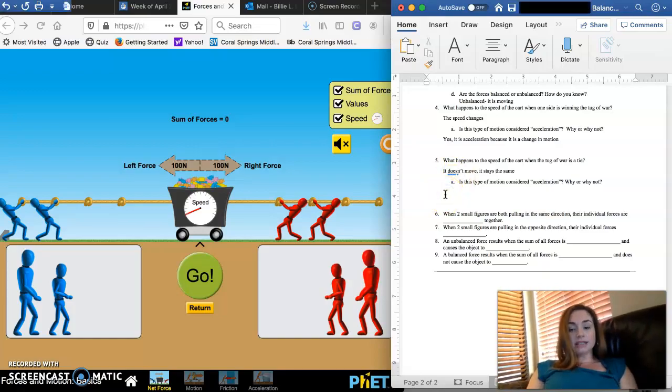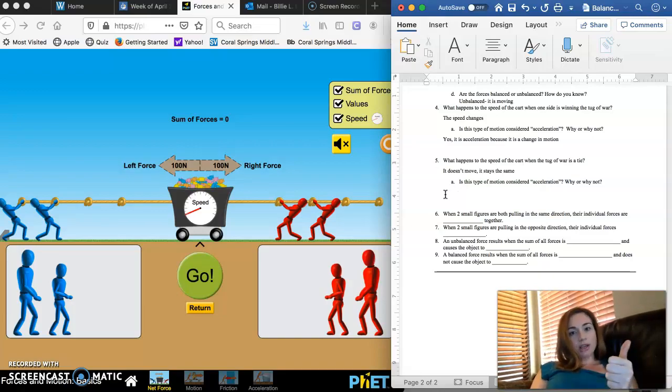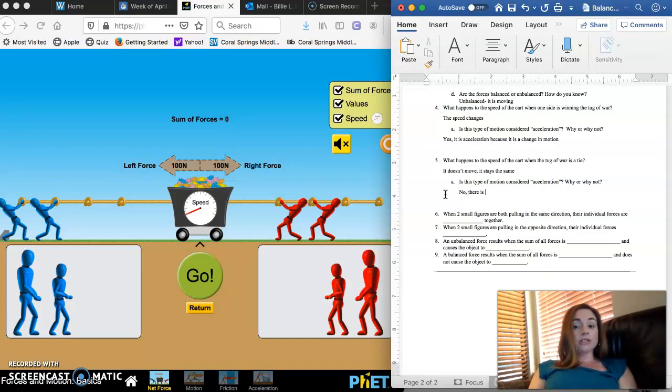So is this considered acceleration? Think about what we know about acceleration. Starting moving, stopping moving, turning, slowing down, speeding up. Is this acceleration? No. There is no change in motion.